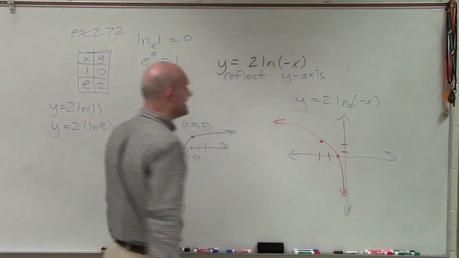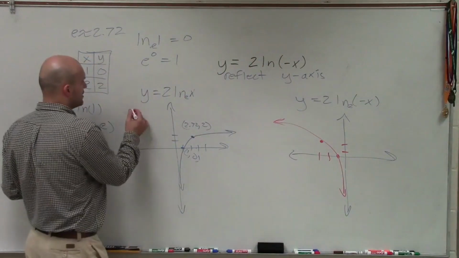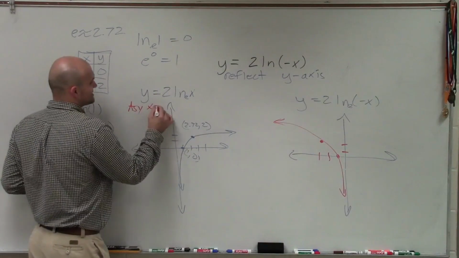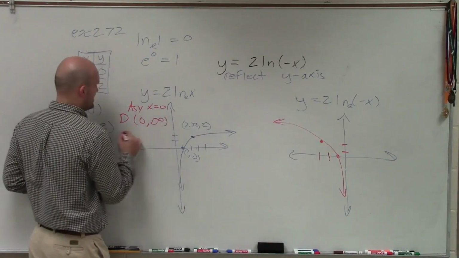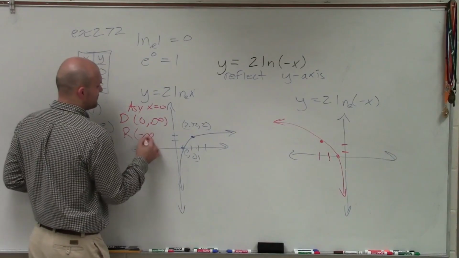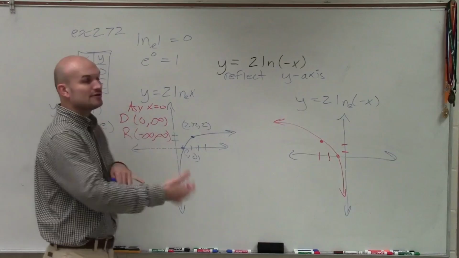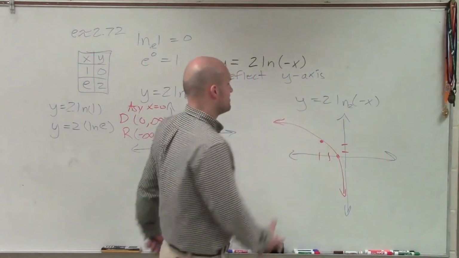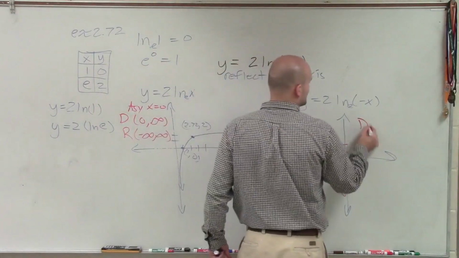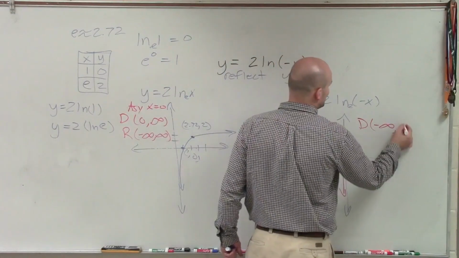And what's very nice about this is you can see over here, my asymptote is at x equals 0. My domain is all positive numbers, so it's going to be from 0 to infinity. And my range is from negative infinity to infinity. Well, when I reflect the graph over the y-axis, you can see now my domain is all negative numbers. So my domain now is from negative infinity to 0.